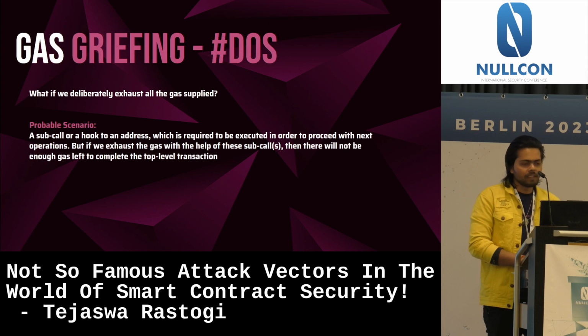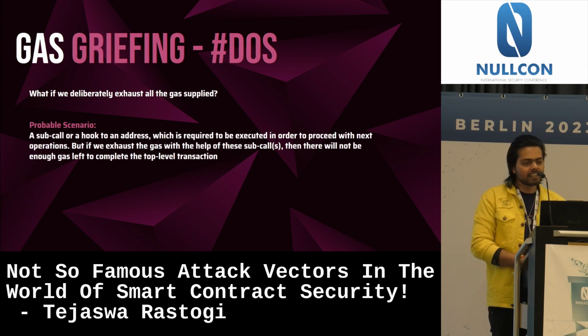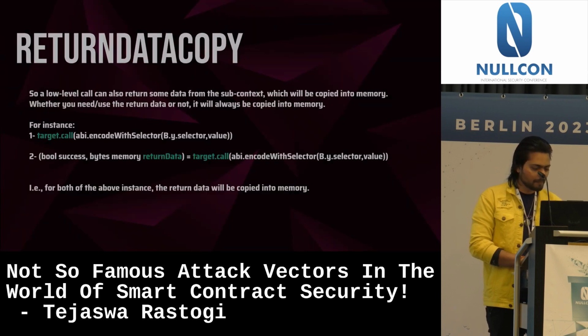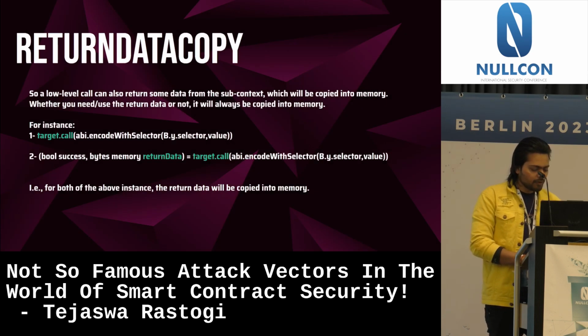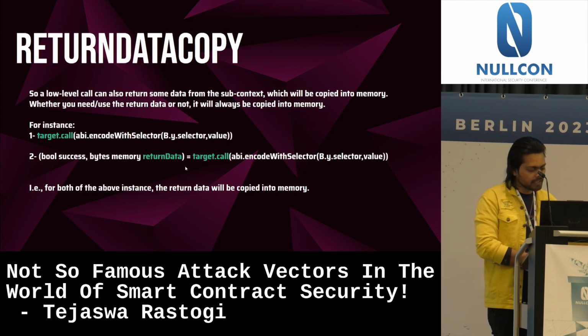But let's imagine the last king is an attacker and doesn't want to be dethroned, right? So what it can do is simply make this transaction exhaust entirely, and if the transaction is not executing, it's not being dethroned. It's the forever king. Cool. So how can we do that? With the help of returndatacopy. This is an opcode, and this is used for the subcalls, right?